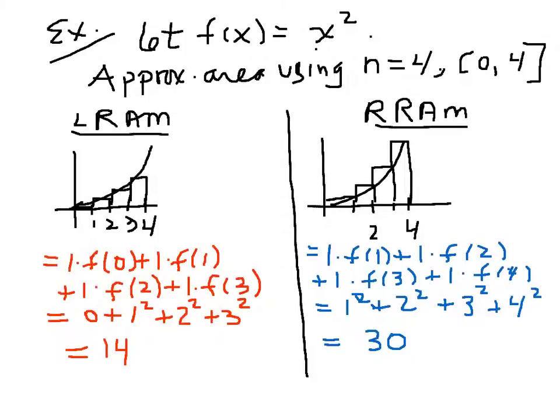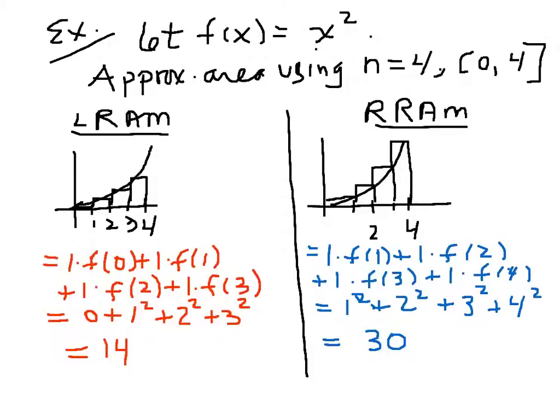And so when we look at RRAM, we're using right-hand rectangles, and each of the bases is 1, so it's 1 times f of 1 plus 1 times f of 2 plus 1 times f of 3 plus 1 times f of 4, and that comes out to be 30. So this is an overestimate, and you can see up here, these are all the ways in which it's more than the actual area. So this is a pretty gross example, in the sense that my LRAM gives me 14, my RRAM gives me 30, and the exact area is somewhere in between 14 and 30.